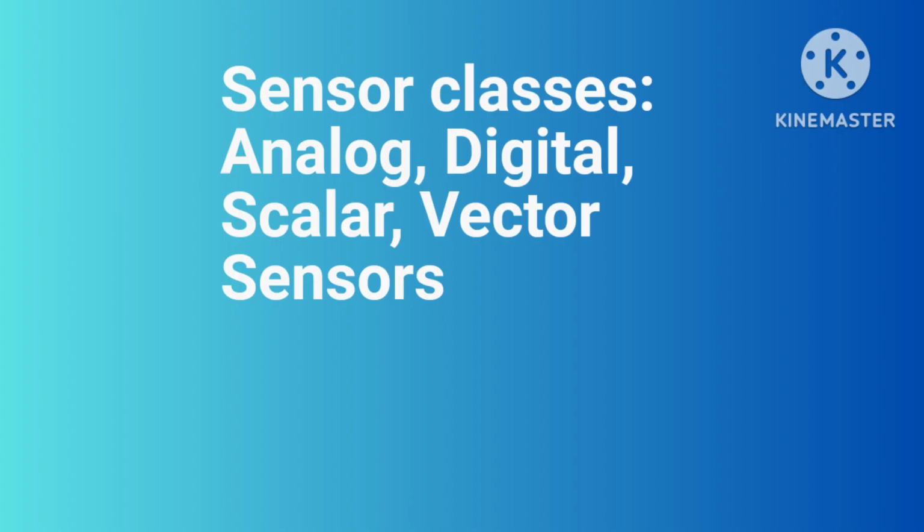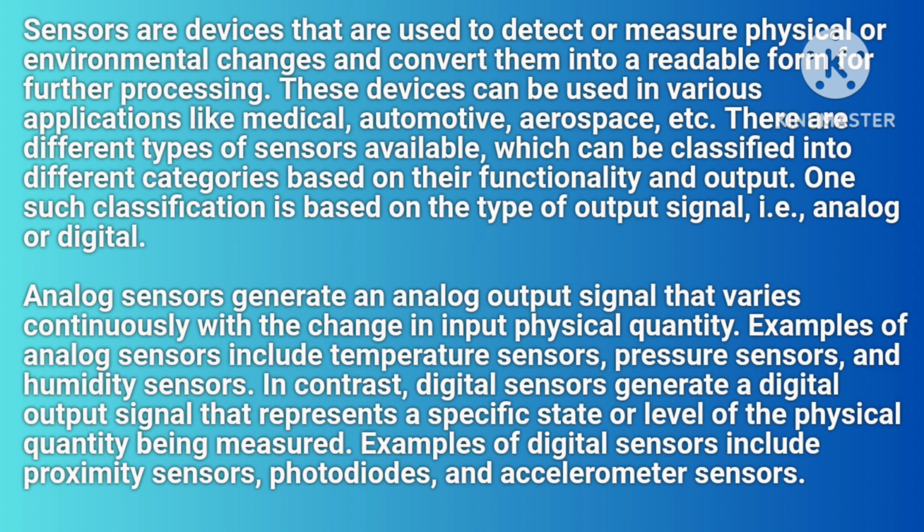Sensor classes: analog, digital, scalar, vector sensors. Sensors are devices that are used to detect or measure physical or environmental changes and convert them into a readable form for further processing. These devices can be used in various applications like medical, automotive, aerospace, etc. There are different types of sensors available, which can be classified into different categories based on their functionality and output.